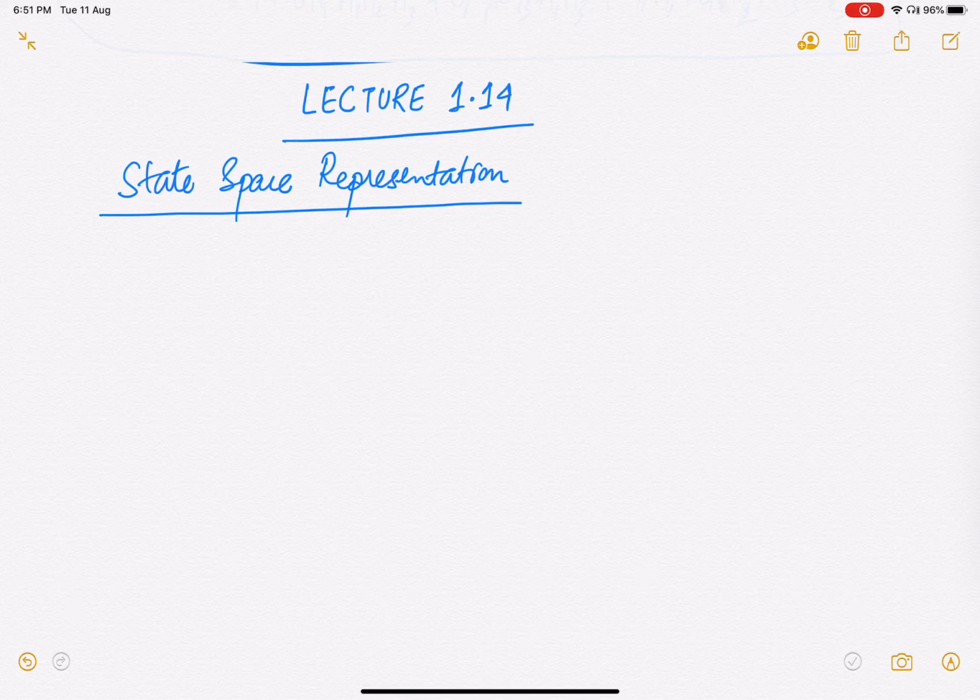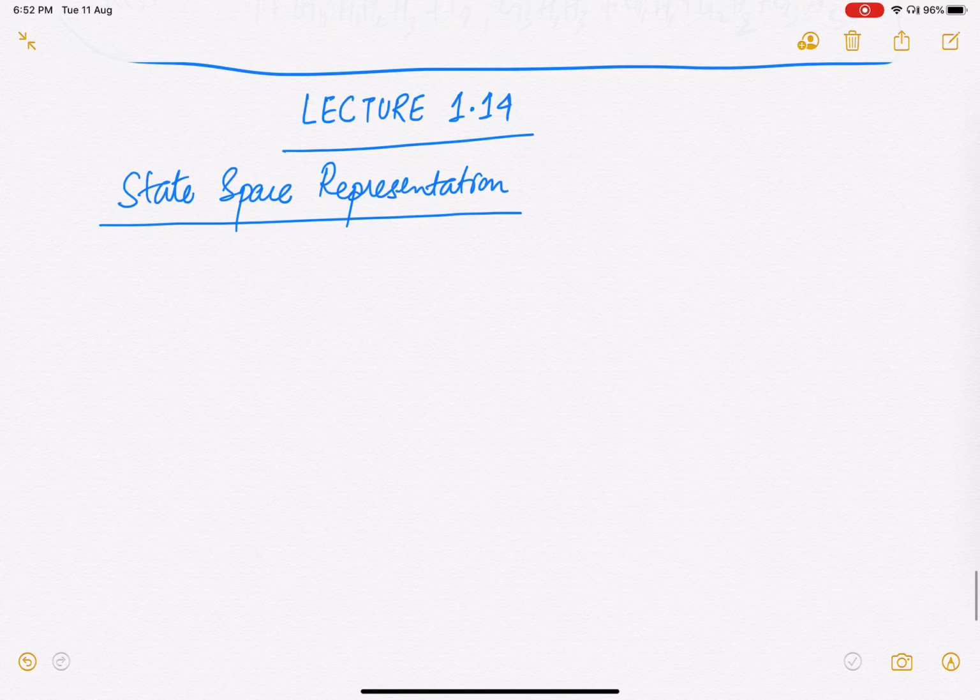So in this lecture, we are going to talk about a state space representation. This will be just a brief introduction of state space representation, although it's a very big topic, but we are just introducing this representation in this lecture. So we are currently in the modeling phase during our study of control systems.